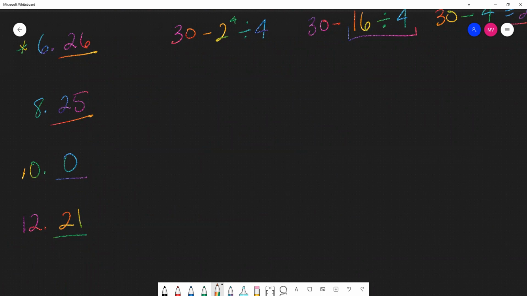Number 8: 28 minus 3 plus 15 divided by 6. All of this is order of operation. So what do we do first, Julian? Right, we do our parentheses first. So this is 28 minus 18 divided by 6.